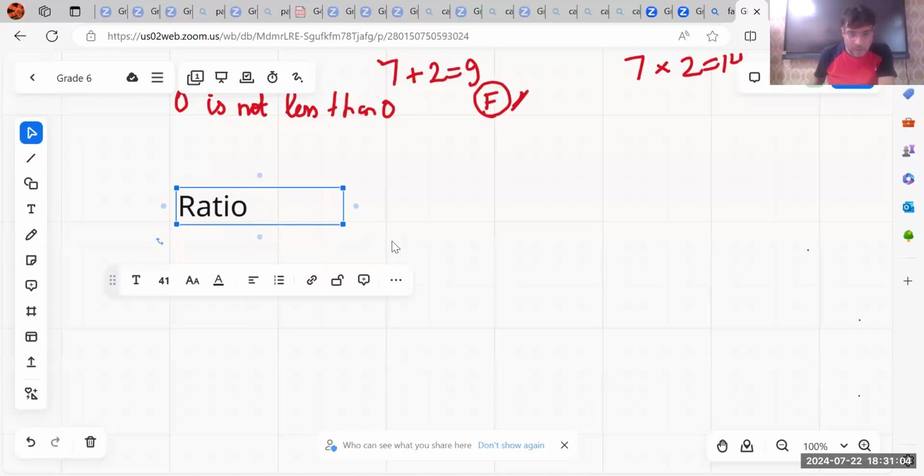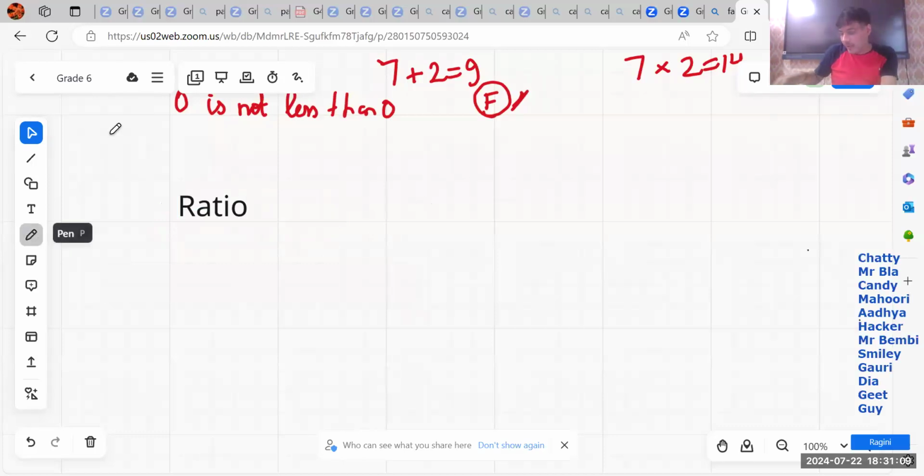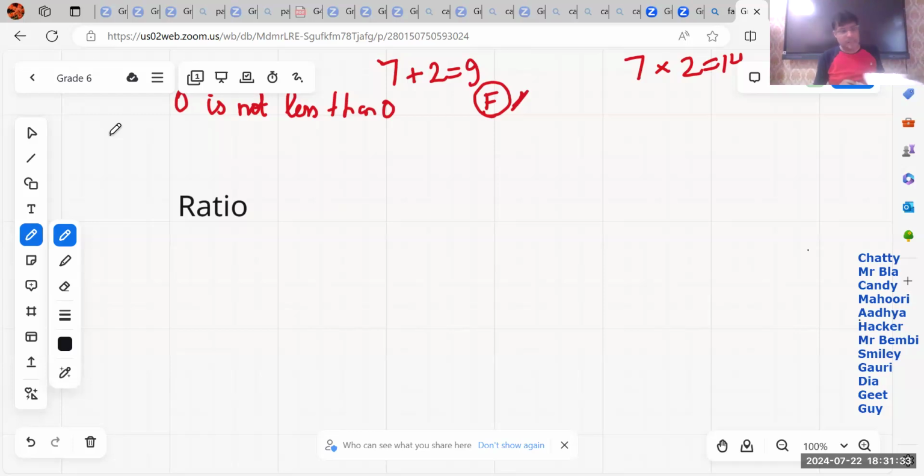So next, ratio. What do we learn about ratio? First of all, beta, it's a type of fraction, but here it's a comparison between two things, right? The first and the second one may or may not be the same. In your books, it is written in Sultan Chand, a ratio compares only two numbers. But beta, this statement is wrong. A ratio can compare more than two numbers. Anyway, I'll come to that.